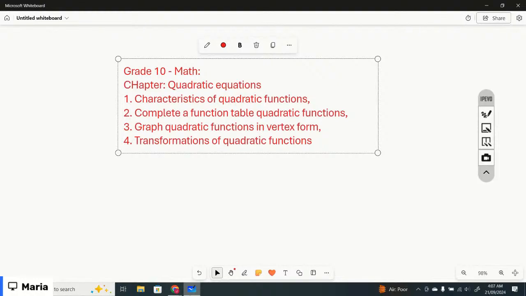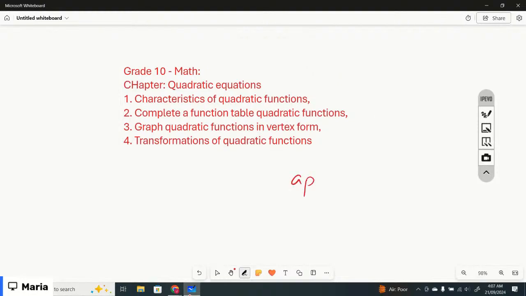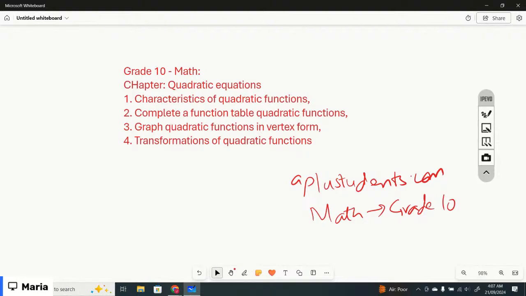Okay, so you can find all the lessons on aplusstudents.com. You have to log in there using your email address and password if provided by the administrator. Then you have to select math from the subject tab, scroll down to grade 10 math, and then click on view all lessons.